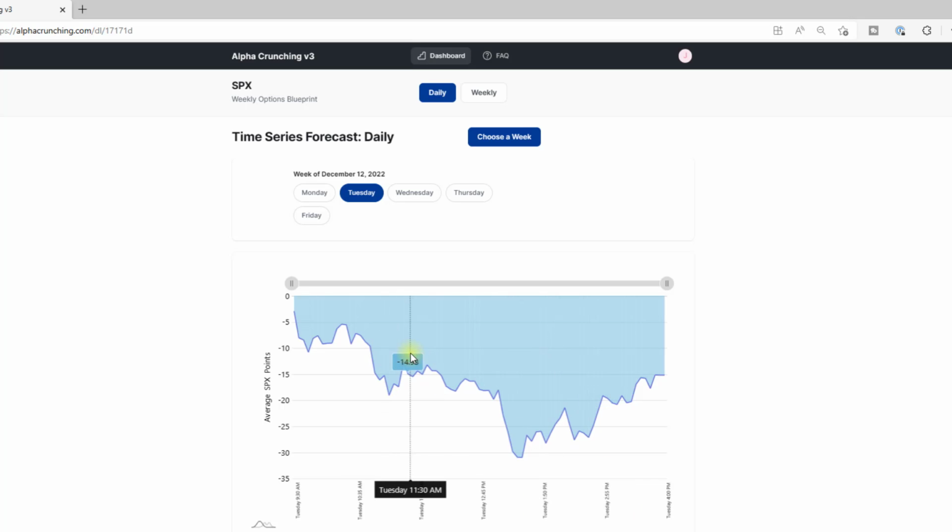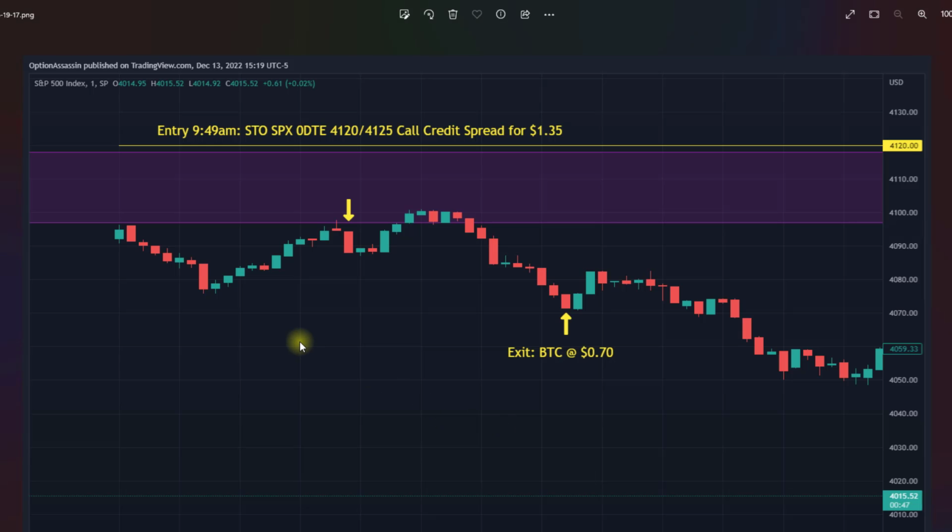So on this particular day, which would have been Tuesday, December 13th, now keep in mind, December 13th was the CPI report for December, and we're looking at the 1 minute chart here. And you don't see any candles over here, and the reason is because the market gapped up. I think it was 3% or something that day.